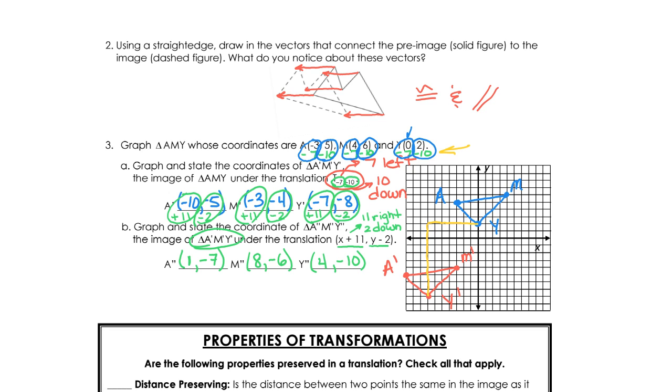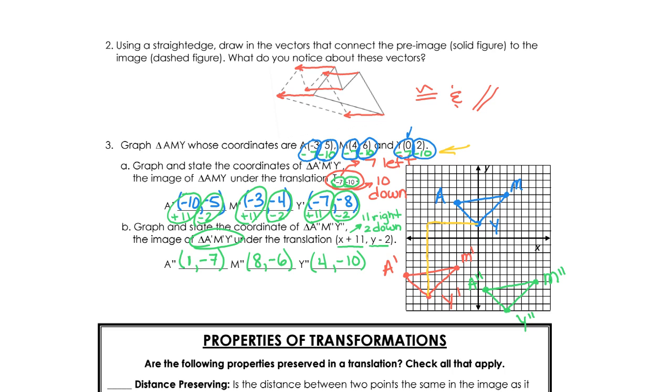And then we're going to go ahead and graph them. So positive 1, negative 7. Put a dot, call it A double prime. Positive 8, 1, 2, 3, 4, 5, 6, 7, 8. Negative 6, 1, 2, 3, 4, 5, 6. And put a dot, call it M double prime. And then positive 4, negative 10 is all the way at the bottom, and that's Y double prime. And we'll connect, connect, connect.